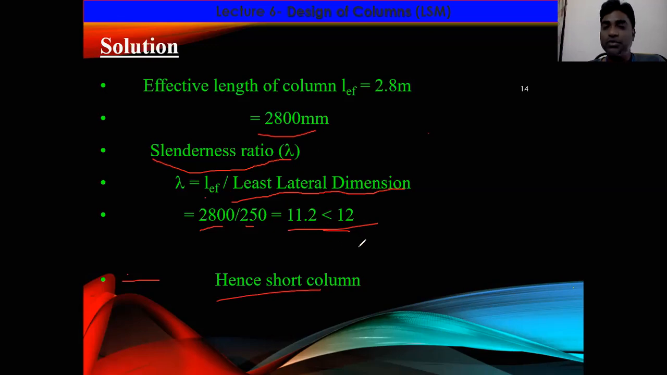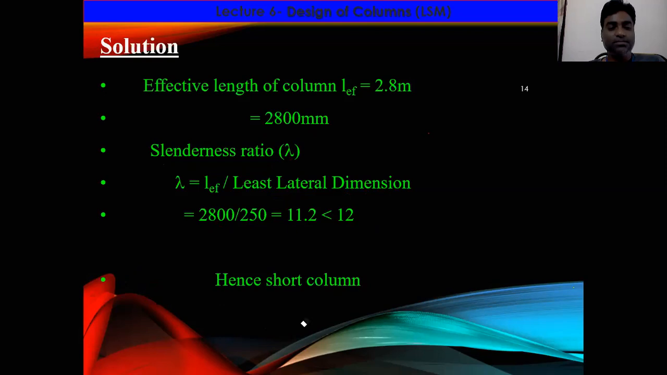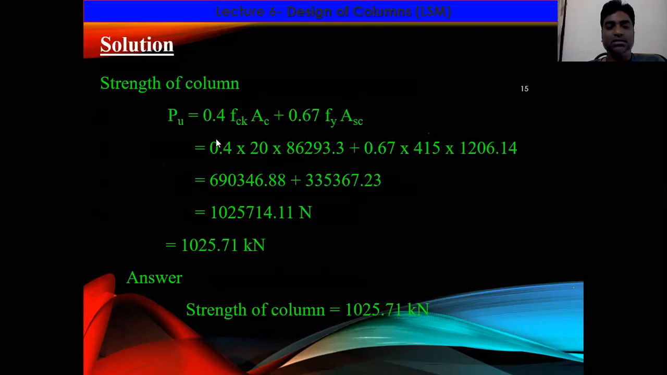So like this, you need to check before going to use that formula which is given in IS 456, right? So after checking, it is a short column. Then you can proceed for the next step. What is the next step? Directly you can go for application of formula.